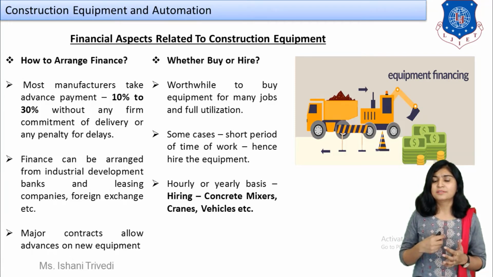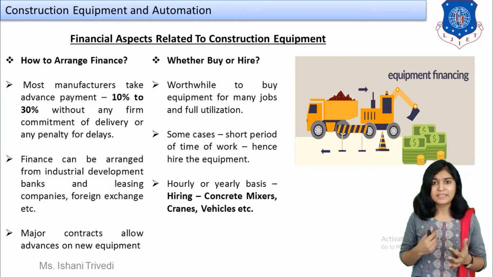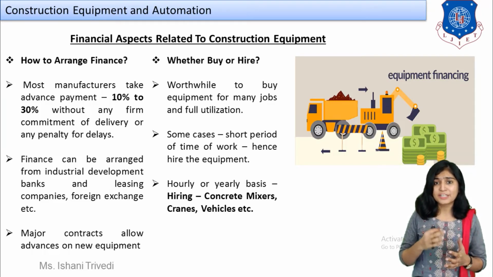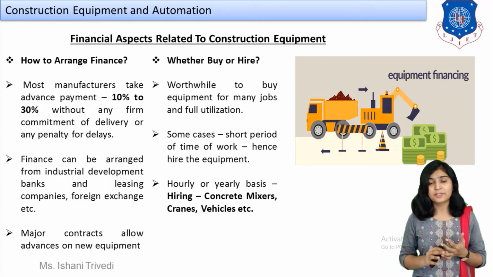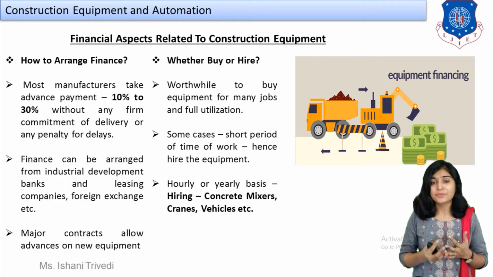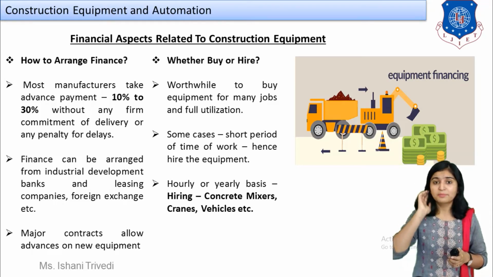First of all, you should know that most of the manufacturers who are providing these equipment take around 10 to 30% advance payment of the total payment without any commitment of timely delivery, or even without any penalty charges. This is a standard procedure in the market. At least 10% advance is always taken by the manufacturer. So you have to keep in mind that the initial cost will have to be borne by you.